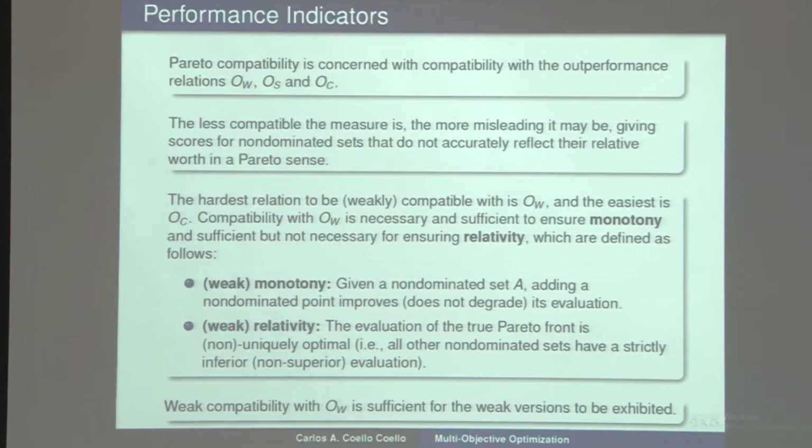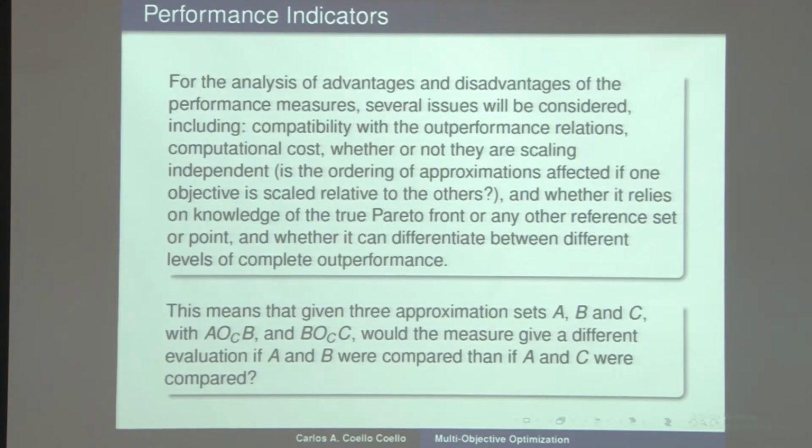If an indicator has that, that's it. We are safe. And for analyzing advantages and disadvantages, we will consider several issues, including compatibility with the outperformance relations, computational cost, and whether they are scaling independent. That means, is the ordering of approximations affected if one objective is scaled relative to the others?